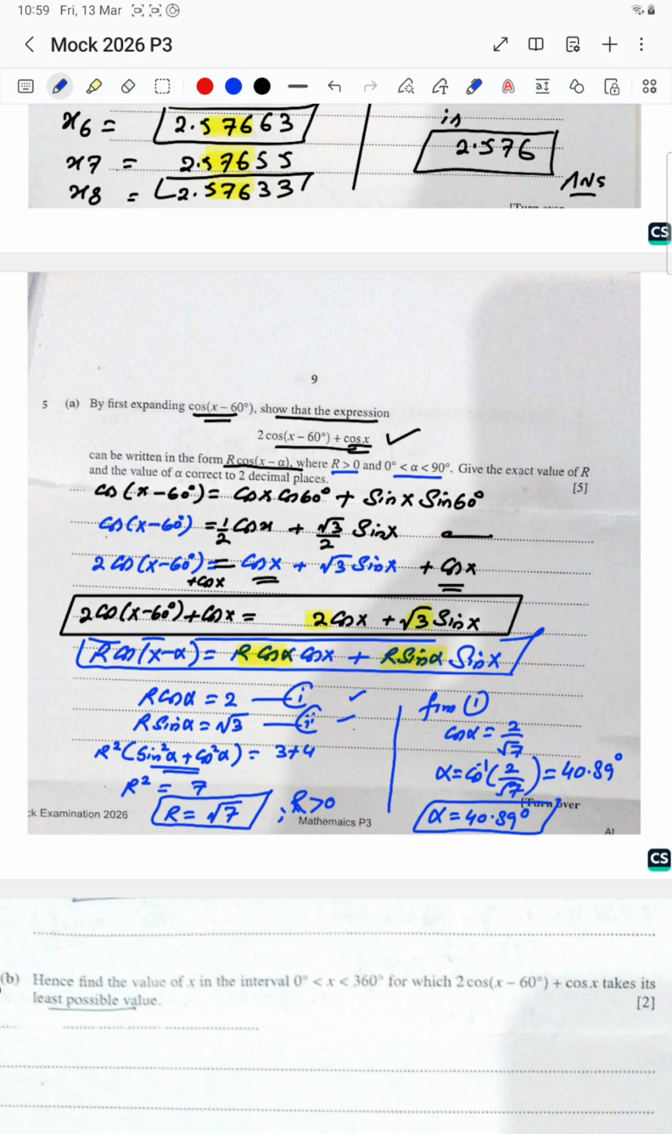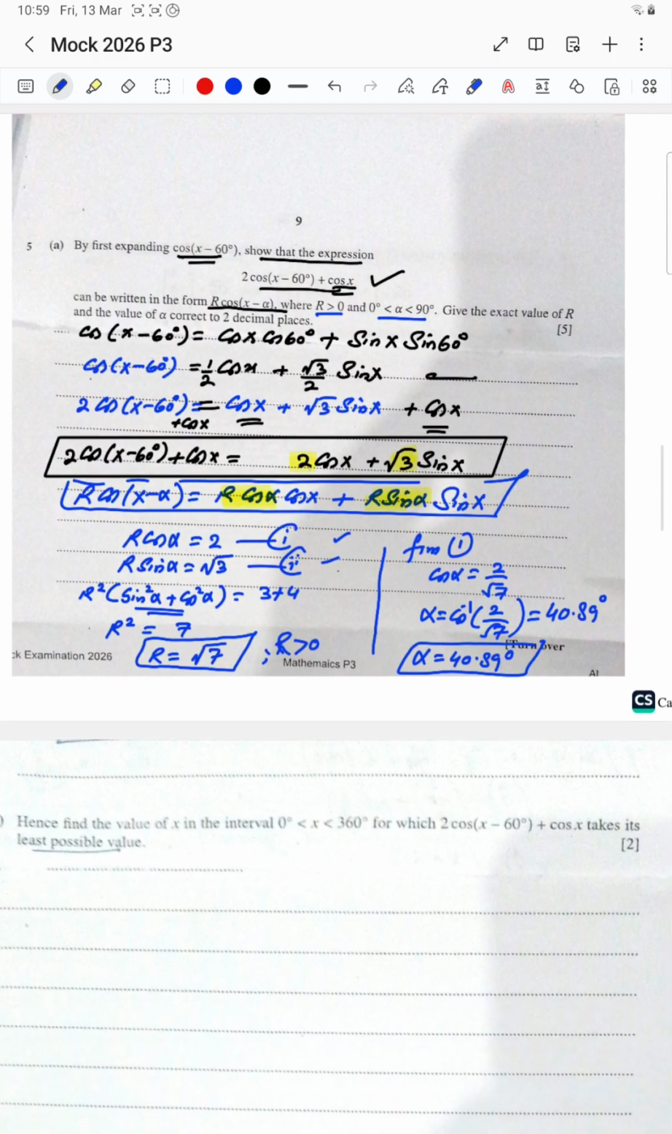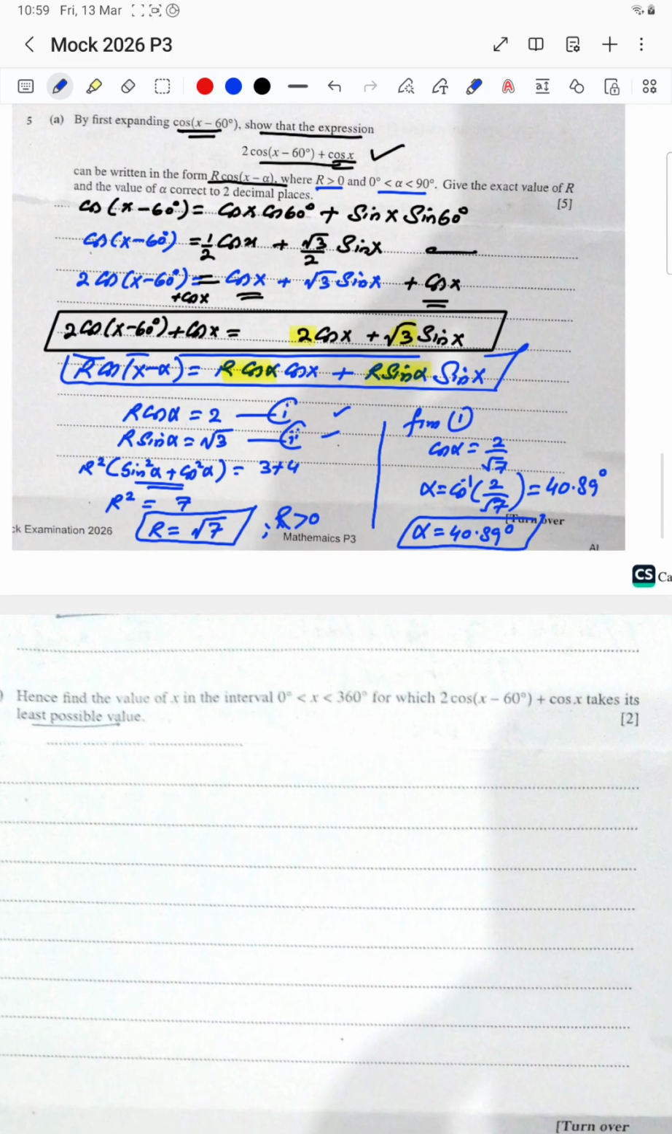I hope you got it. Now here we still have part B of this. Here goes part B of the question. It says hence use the result. Hence means you have to use the part 1 result. Find the value of x in the interval 0 till 360 degree for which 2 cos x minus 60 plus cos x takes its least possible value.